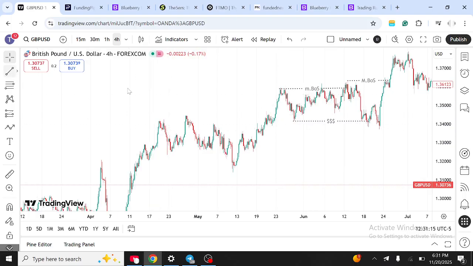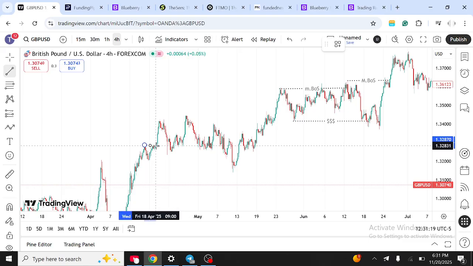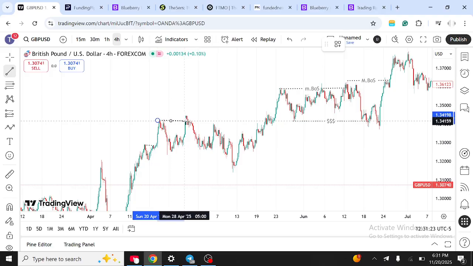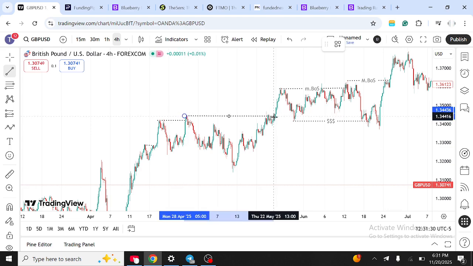This is another example here. We have another example here. All right, this is minor break of structure. So you can actually have more than one minor break of structure. Okay, minor break of structure, and this is the major break of structure here, up here. Can you see that? That's the major break of structure.